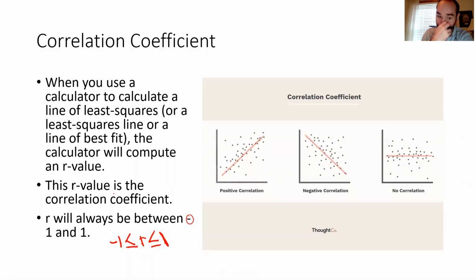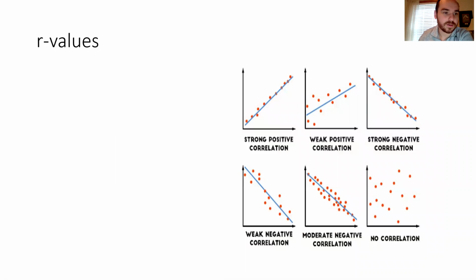Positive. So as we can see here, this is a positive correlation, which means the line that fits these the best is going up. This has a negative correlation. They're going down as it goes, and then no correlation because this data is just not going in any direction.